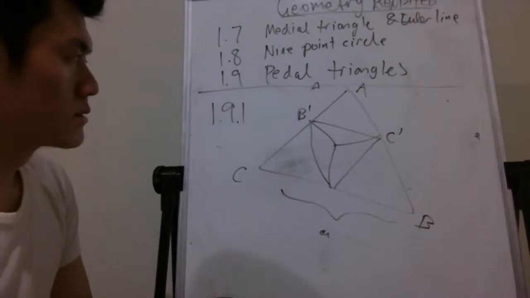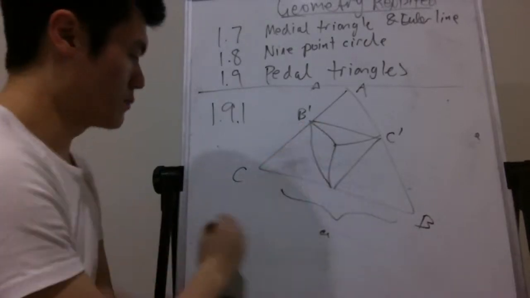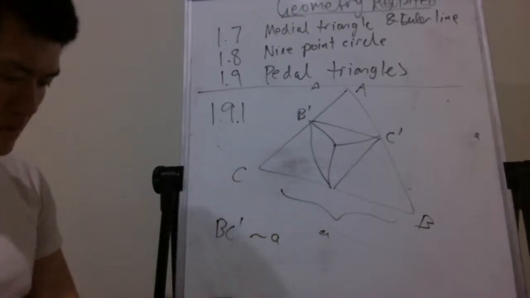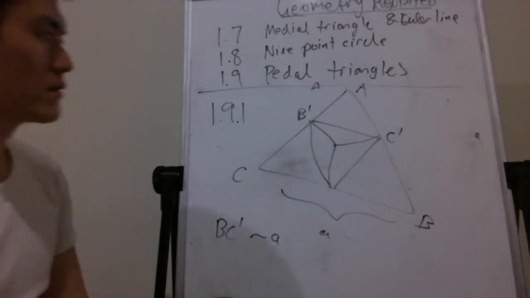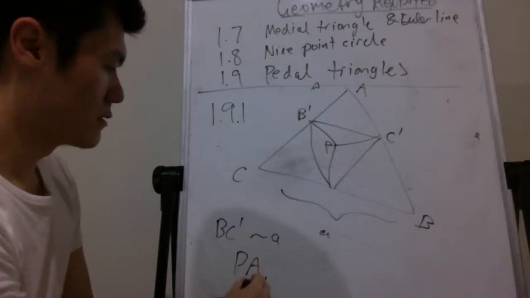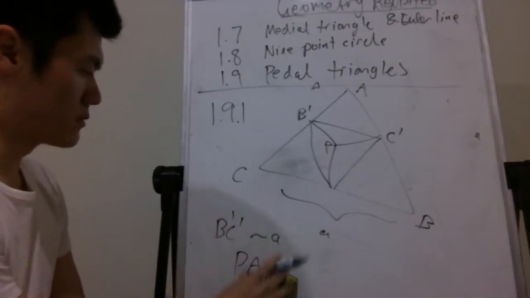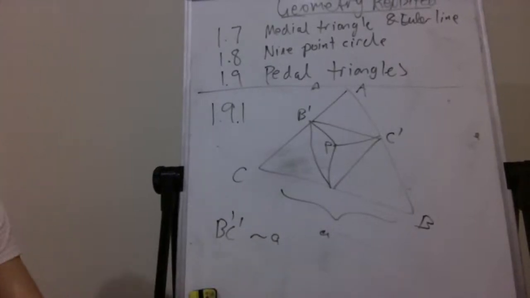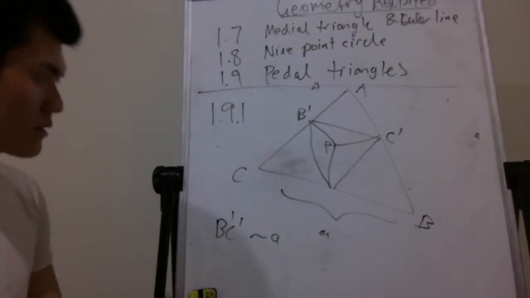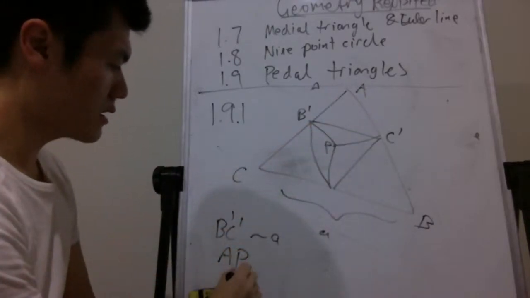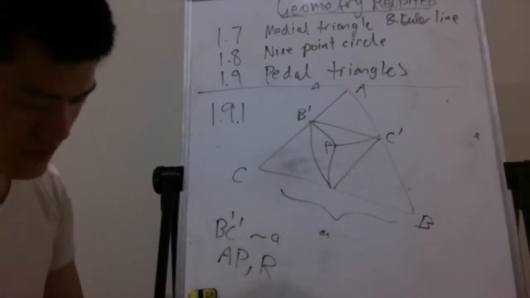So we're relating sides B prime C prime to A, in terms of PA. Sorry, B prime C prime. So actually it's going to involve sine, and AP, and the circumradius.